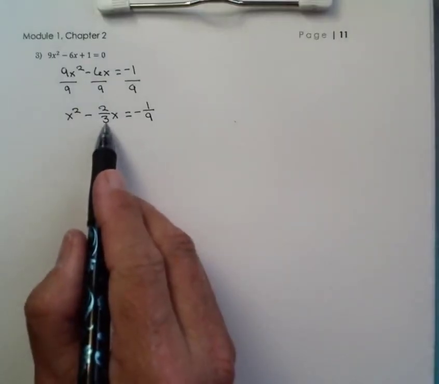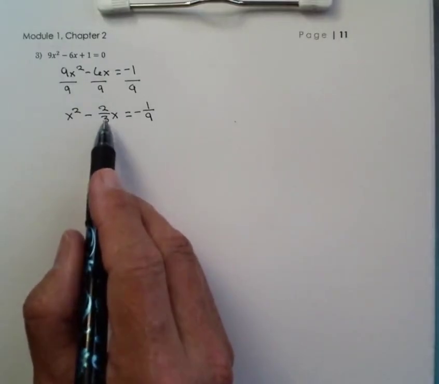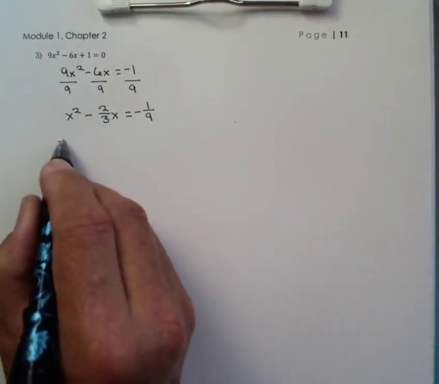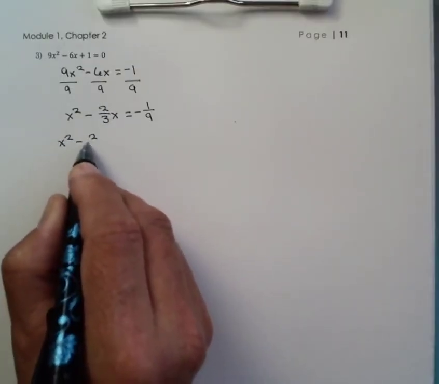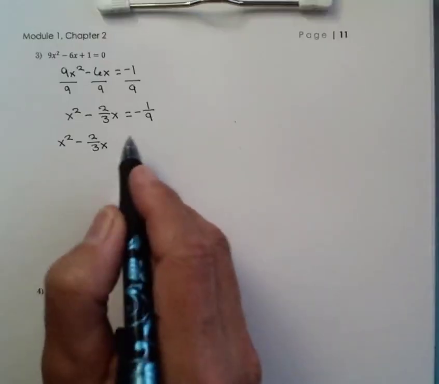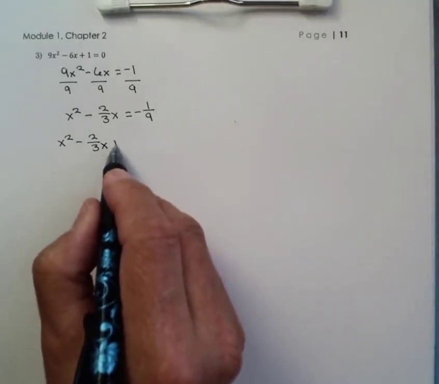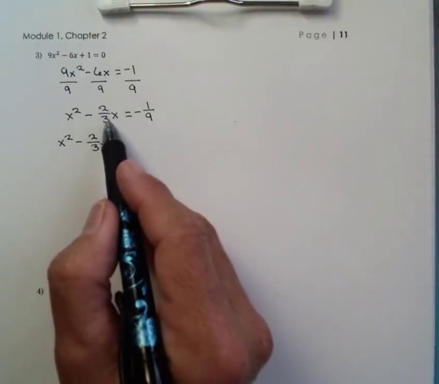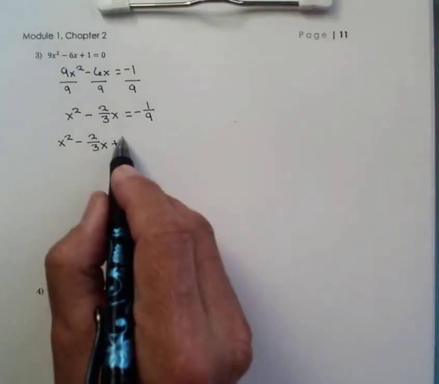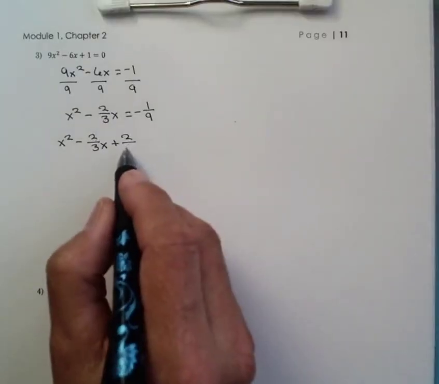Let's take half of 2/3 and square it, okay? 1/2 of 2/3 and square it. So here I'm going to write these two terms down, and I'm going to add 1/2 of 2/3. 1/2 times 2/3 is 1 times 2, and 2 times 3.